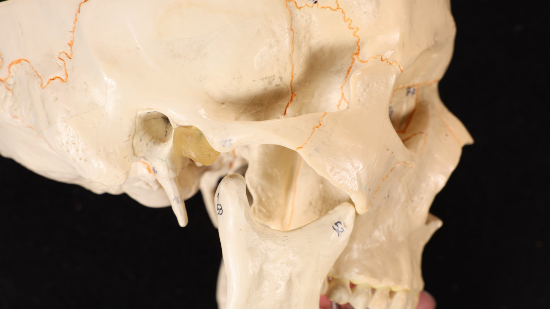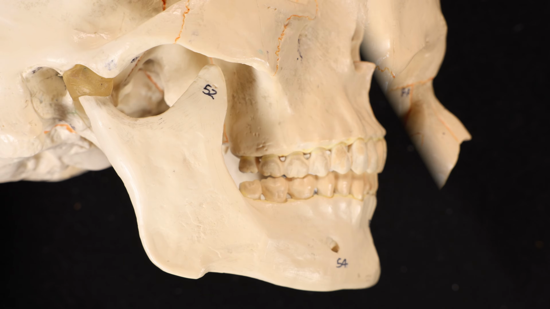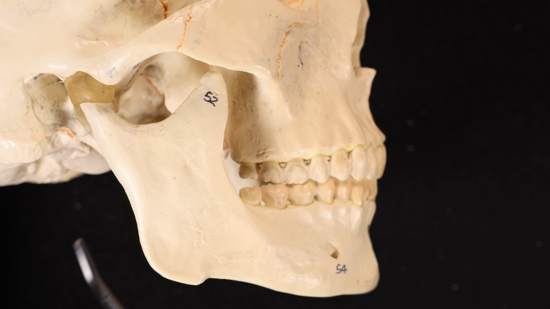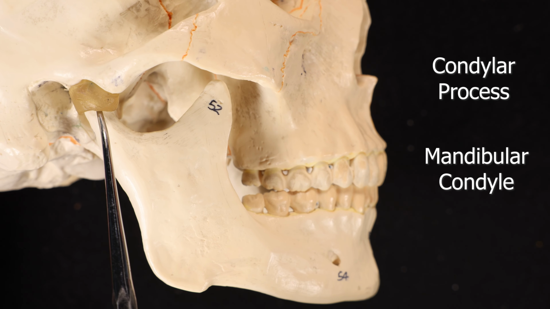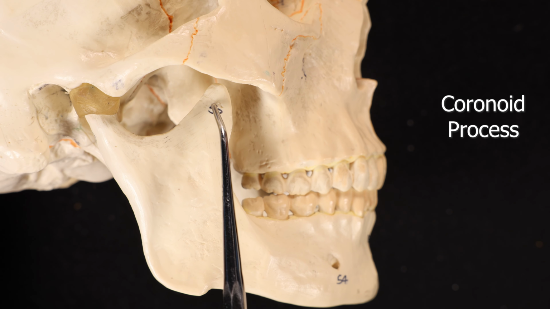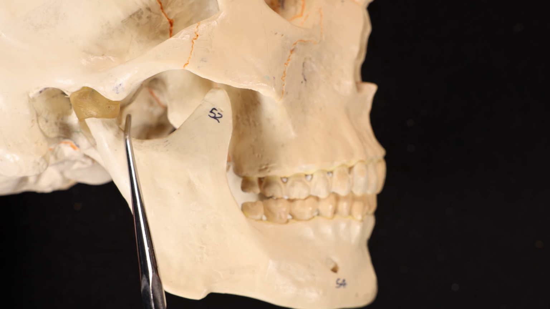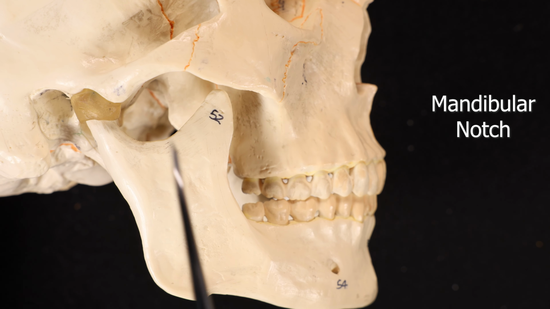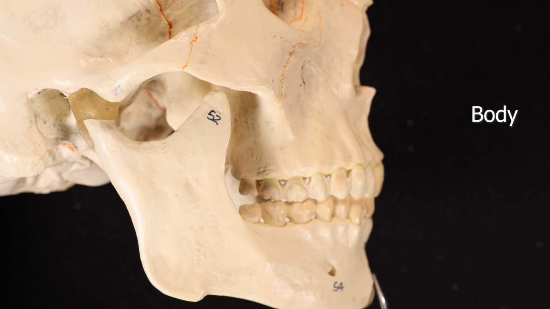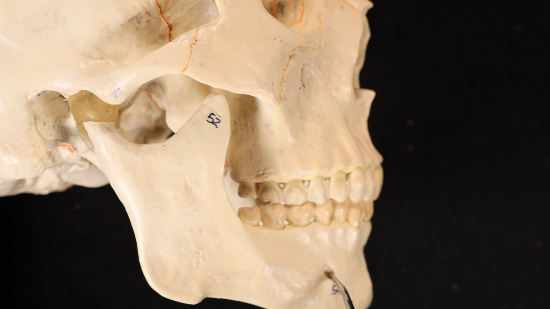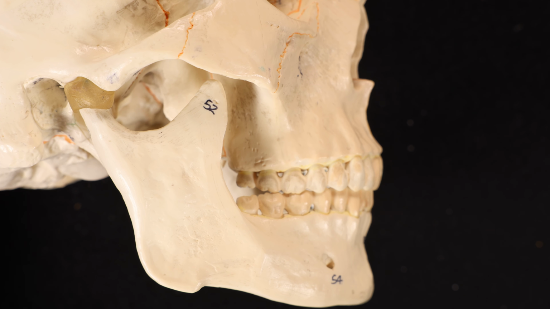All right, let me put this thing back together so we don't have a dislocated jaw. All right, with the jaw back together, you can see again, condylar process or mandibular condyle is up in there. Coronoid process. Here is your mandibular notch. Ramus comes down into the angle, leading into the body. You can notice there's a mental foramen right there also.